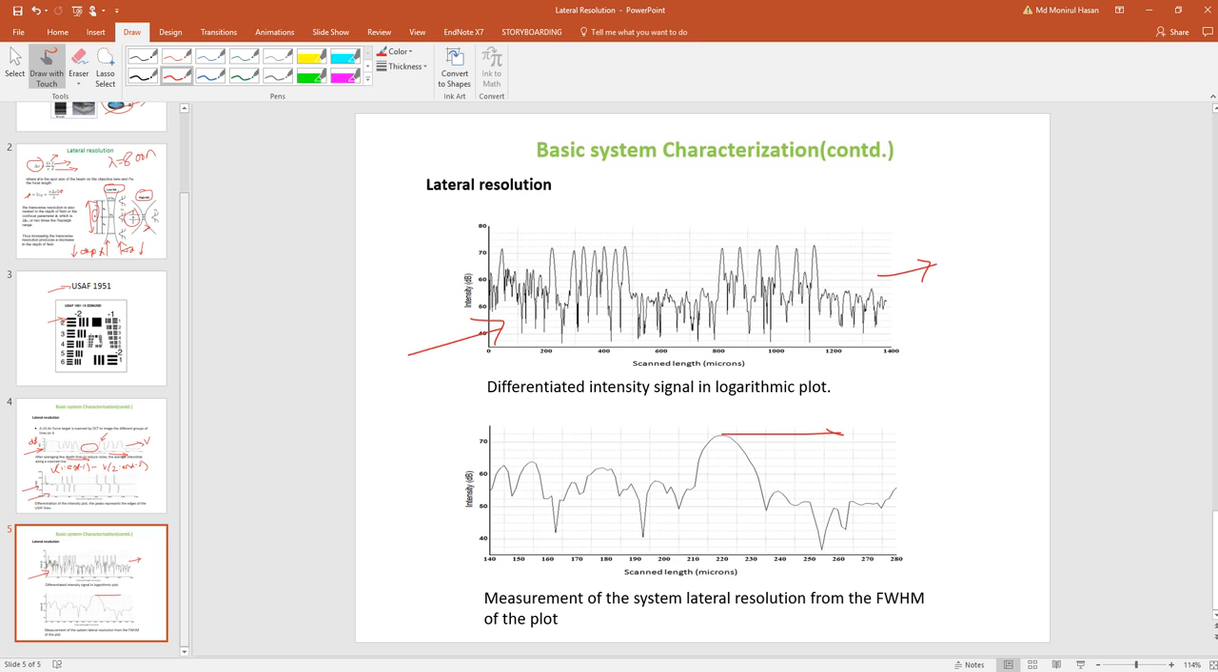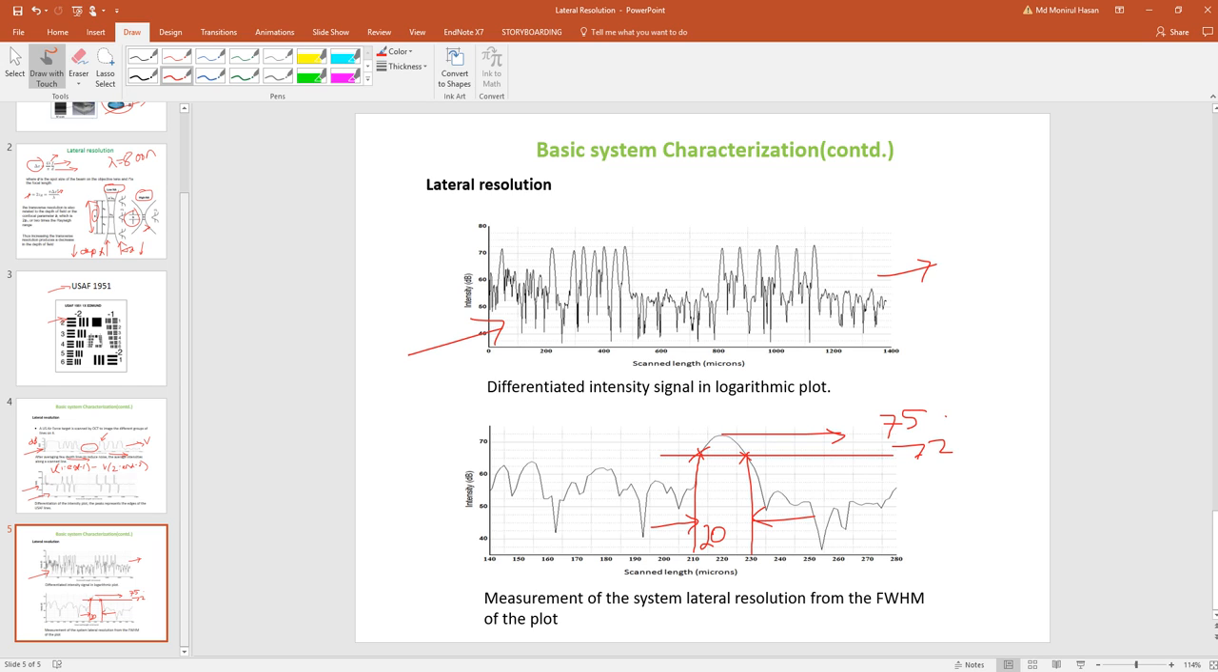This is the peak. Say, for example, it is 75 dB, and the minus 3 dB point will be somewhere here, say 72 dB. We need to know the physical distance from here to here. What is the distance between these two points? Say, for example, this one is 20 microns. If this is 20 microns, that means our lateral resolution is 20 microns.